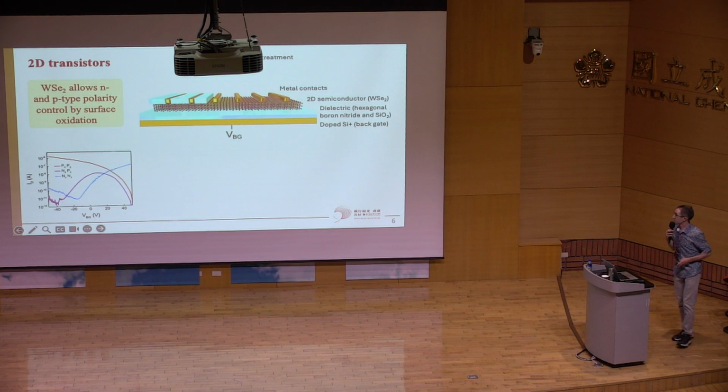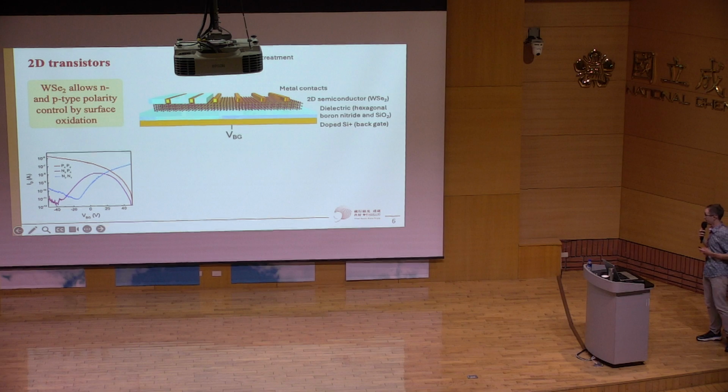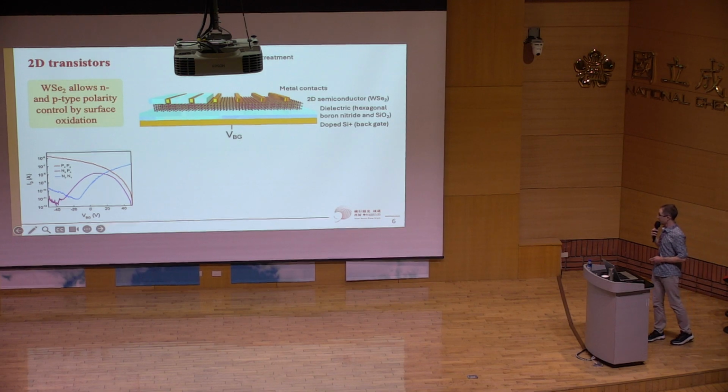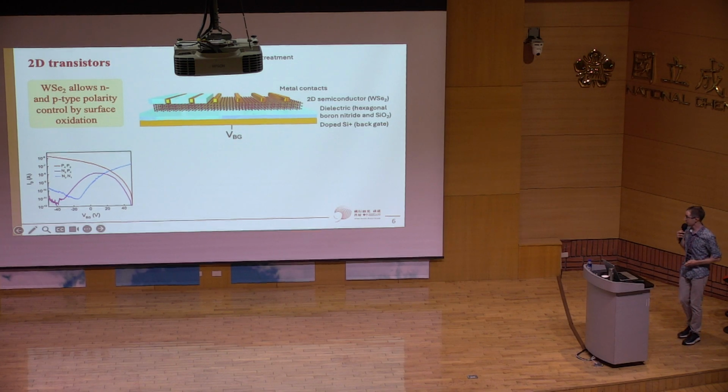So what do our 2D transistors look like? Well, I'll talk a little bit more about the fabrication process in a couple of slides later on. But basically, simply put, we take a silicon wafer, which is highly doped, so that acts as a gate electrode for us to control the carrier density. So that's our back gate. That has a layer of silicon dioxide on top, so it's an insulator. And then we put a layer of boron nitride on top of that thin layer, which just gives us a nice surface for our 2D material to sit on. And once we've transferred our 2D material, we then evaporate our metal contacts.